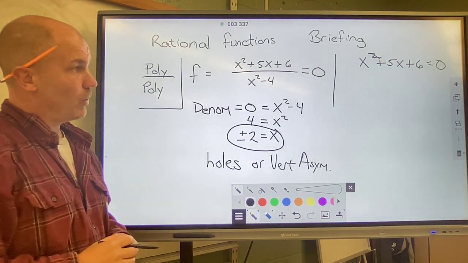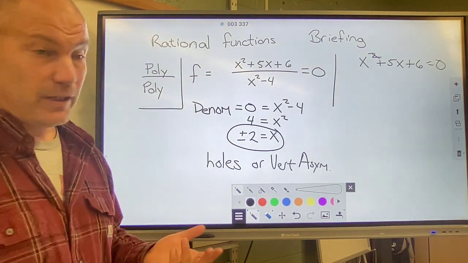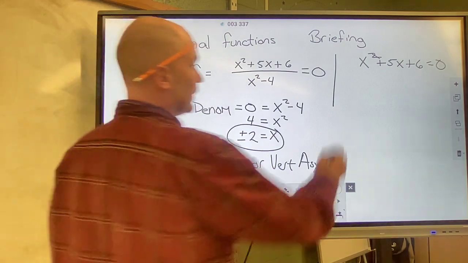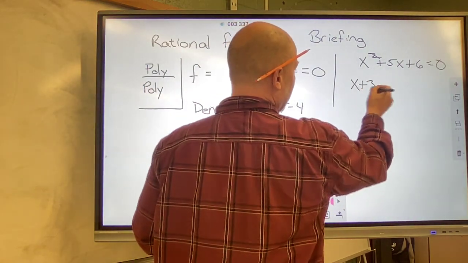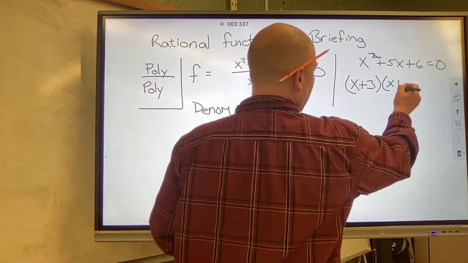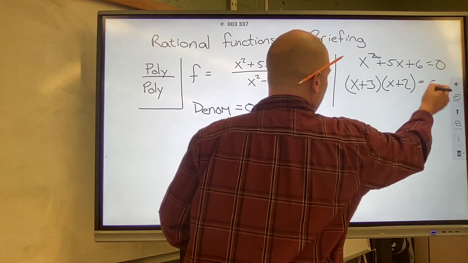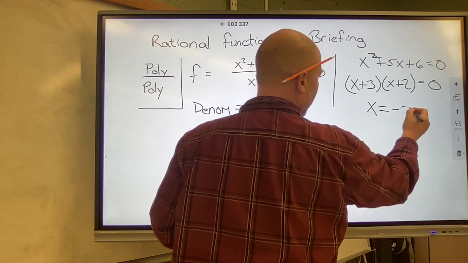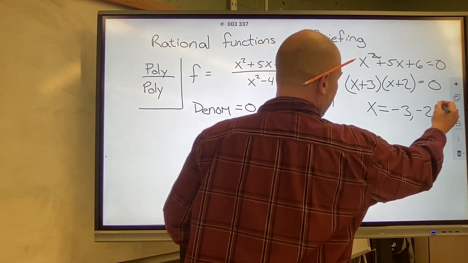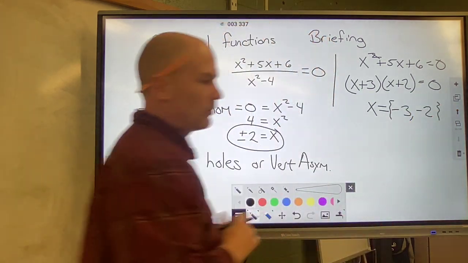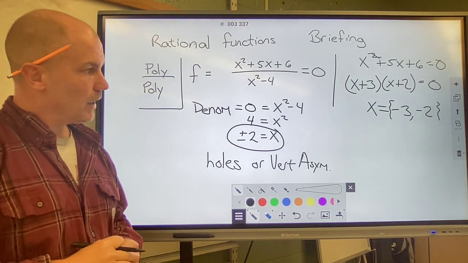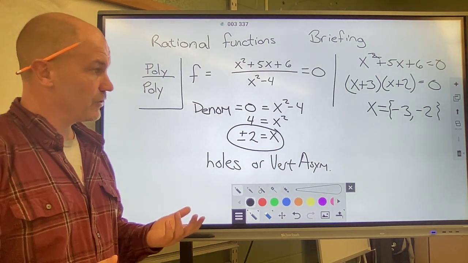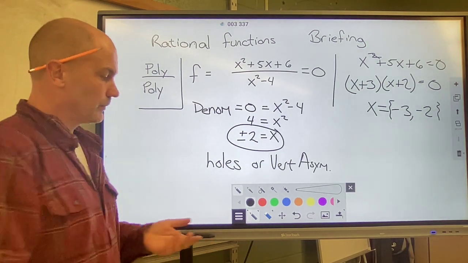We look at that, it's a quadratic. We could use the quadratic equation, but we can factor that. That is (x plus 3)(x plus 2) equals 0. Therefore, x equals negative 3 and negative 2. Those are my squiggly brackets. So those are our two potential zeros.